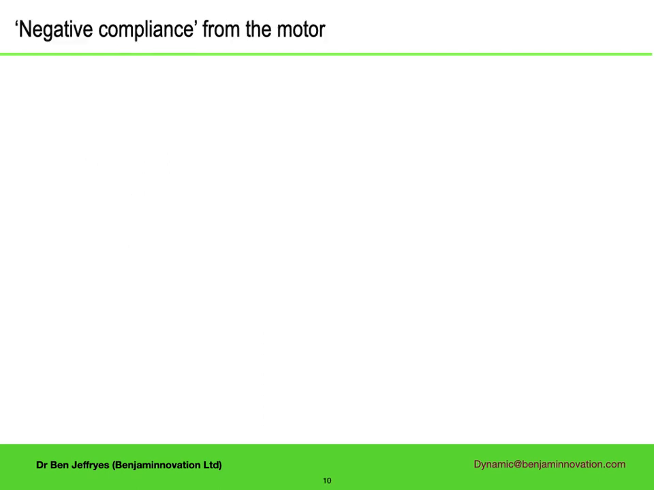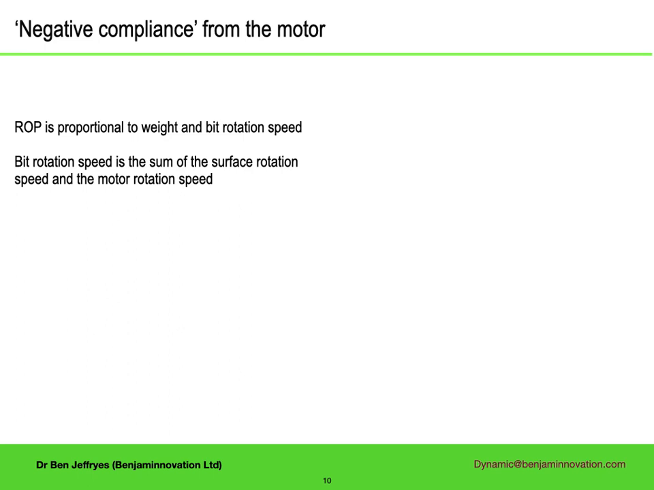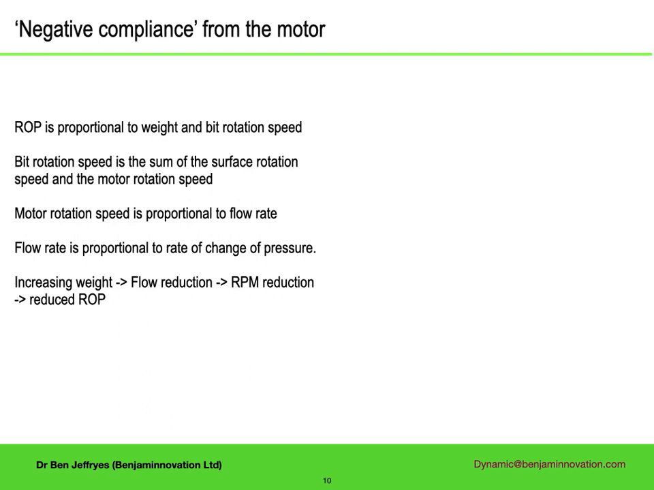There is one additional complication which applies to drilling with a motor even with weight control and is very odd. The ROP of the system is both proportional to weight and bit rotation speed. The bit rotation speed is the sum of the surface rotation speed and the motor rotation speed, and the motor rotation speed is proportional to the flow rate. And the change in flow rate is proportional to the rate of change of pressure. So if the weight increases, there will be the following series of events. Flow through the motor is reduced, the motor rotation speed is reduced, and the rate of penetration is reduced.